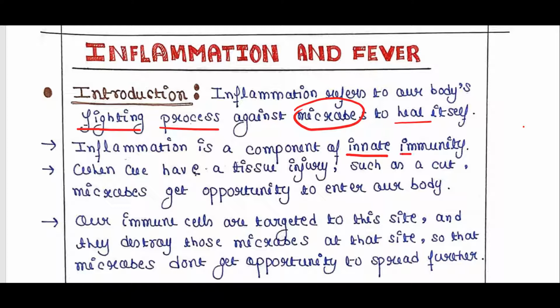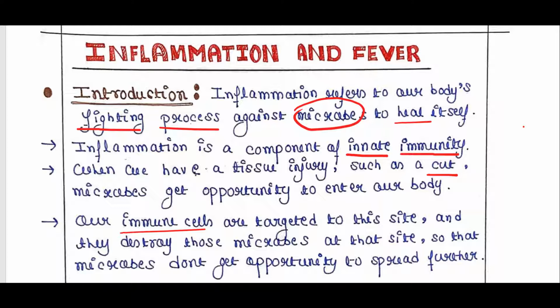When we have a tissue injury such as a cut, microbes get an opportunity to enter our body from outside. Now our immune cells are targeted to this site. So suppose there is a cut, our immune cells will be targeted to the cut site and they destroy these microbes at that site so that microbes don't get an opportunity to spread further.